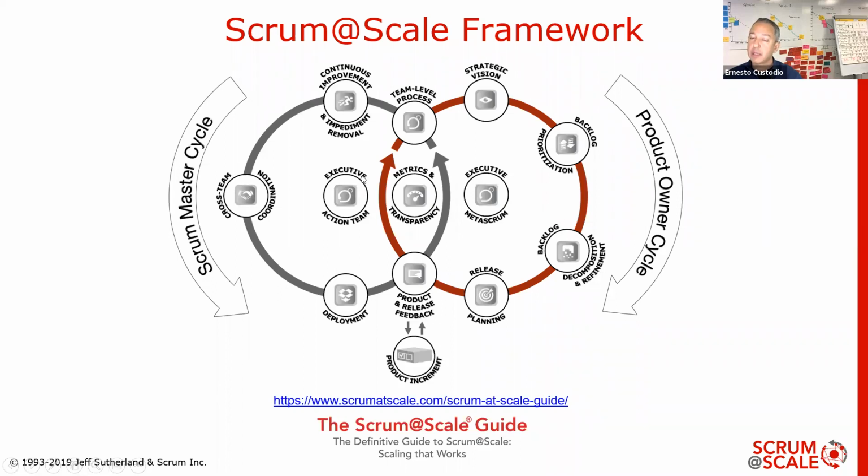And all along the way, we have an executive action team at the center that is providing and facilitating what needs to happen on both sides. On the product owner side, we have the executive meta Scrum. So today we're going to cover a little more about the executive meta Scrum.